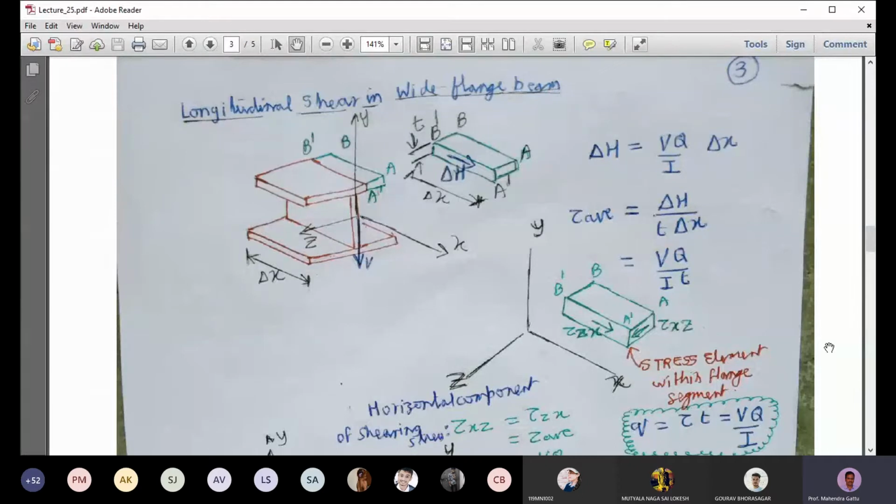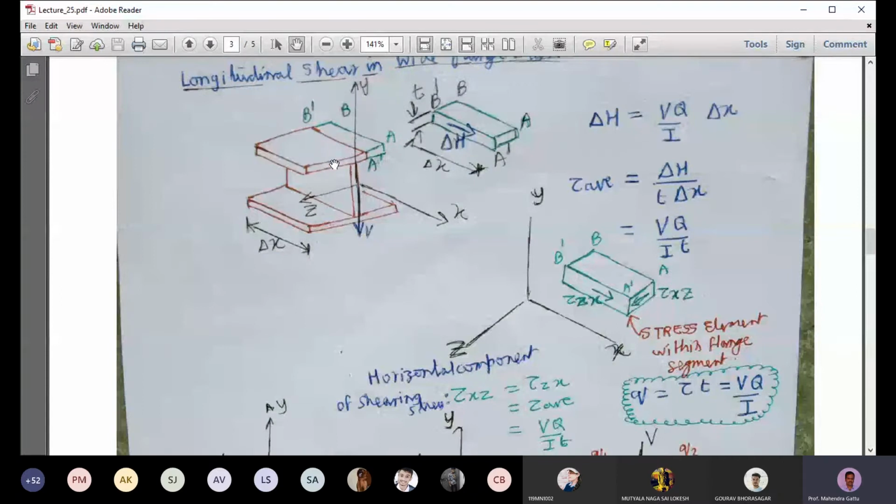Okay, so let's do the analysis for this wide flange beam. So we want to find the horizontal stress, the horizontal shear. We already have done vertical shear, and how to calculate vertical shear we discussed in the last class. So what we'll do, we will focus on the flange, and we cut a vertical section in the flange. That vertical section is indicated by the green color.